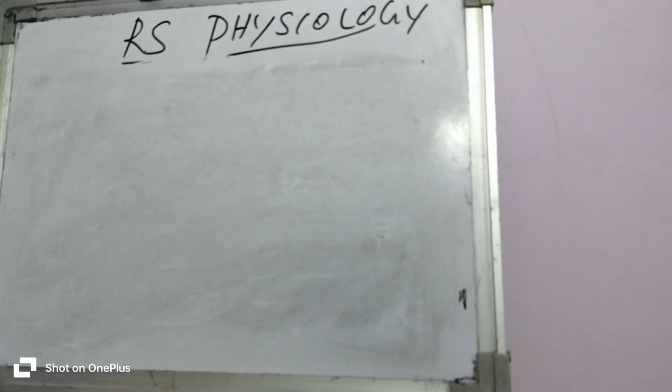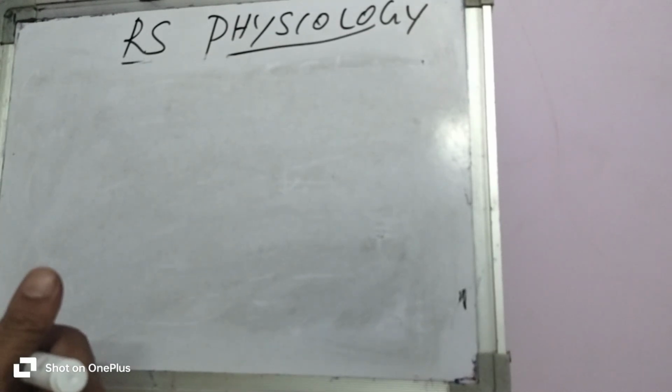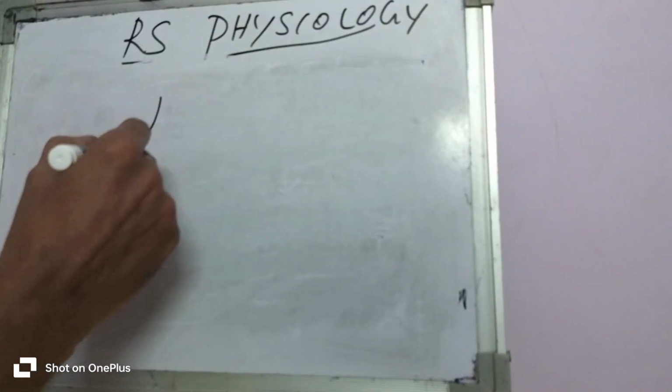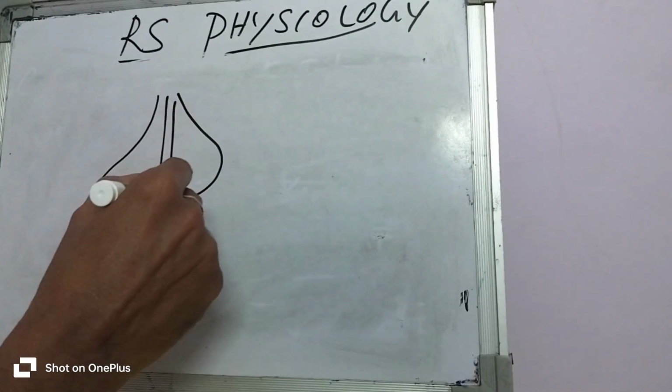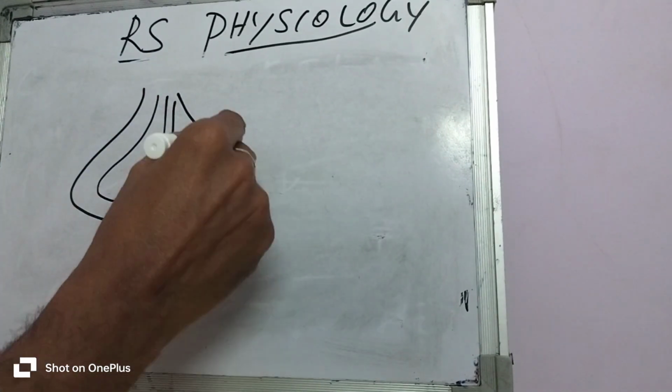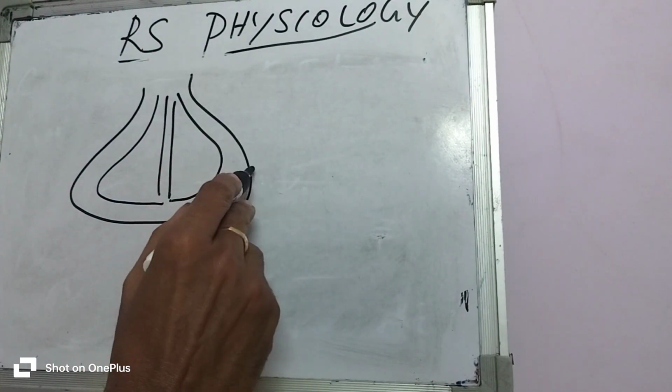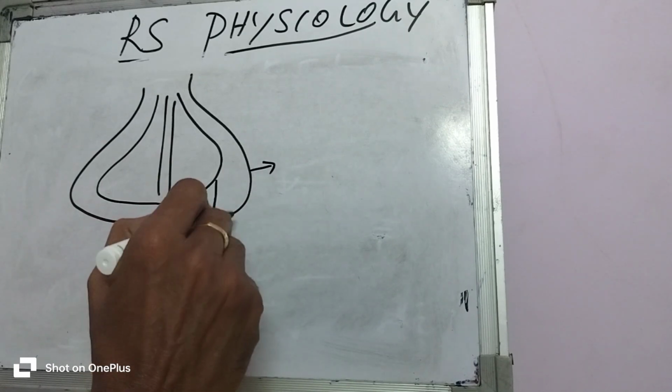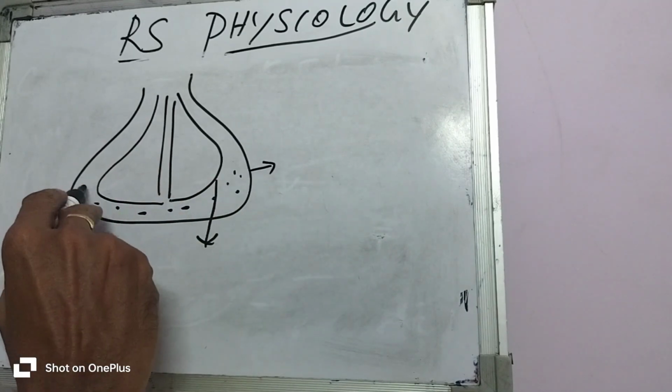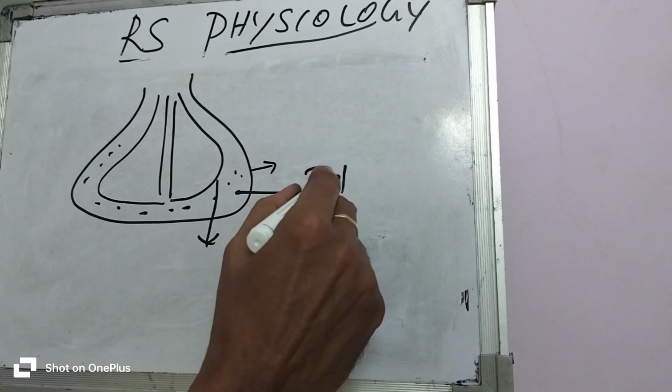And before going to how respiration takes place and what the events are, we should know there are three pressures in the lung. This is the lung, and it is surrounded by the pleura. One is the pressure between the two pleura. This is the parietal pleura, this is the visceral pleura. Between the two pleura, you have a pressure which is called the intrapleural pressure, which is always negative.